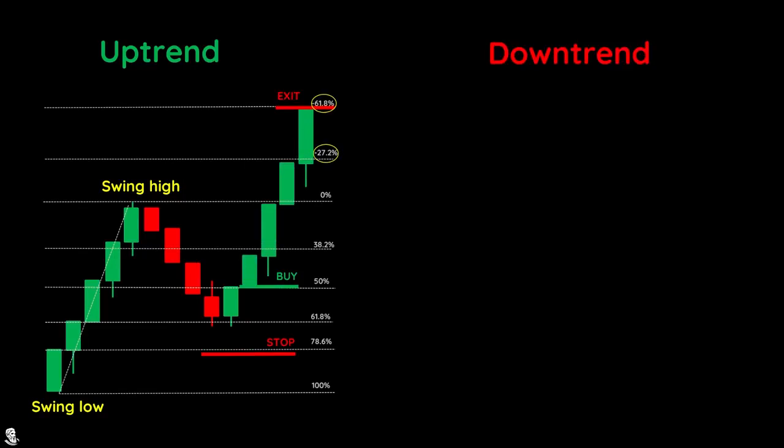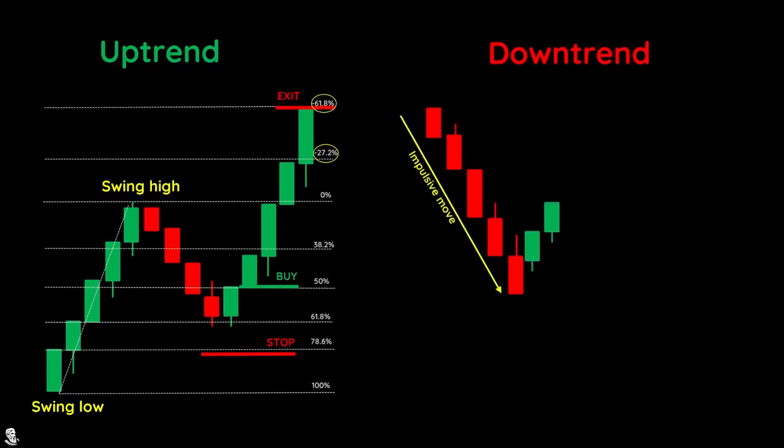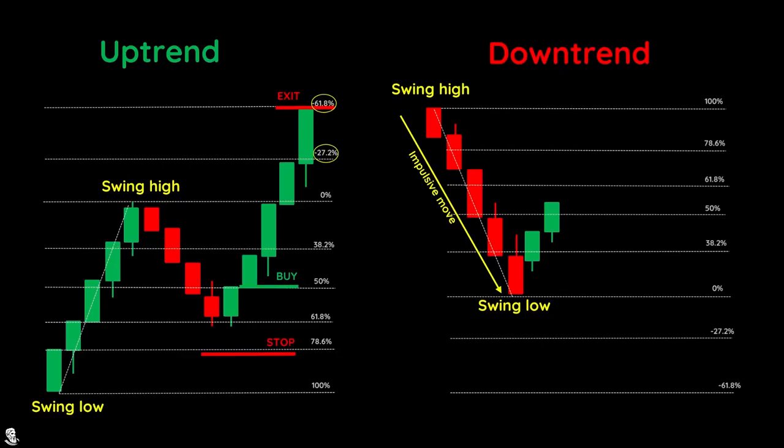Now let's take a look at the downtrend. Firstly, we need to identify the impulsive move. After the impulsive move is over, we see some bullish candlesticks in the opposite direction. Now we need to identify the swing high and the swing low points to draw our Fibonacci retracement. As we can see, price is not at any of the important levels.